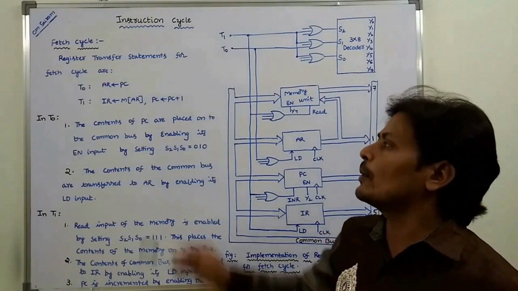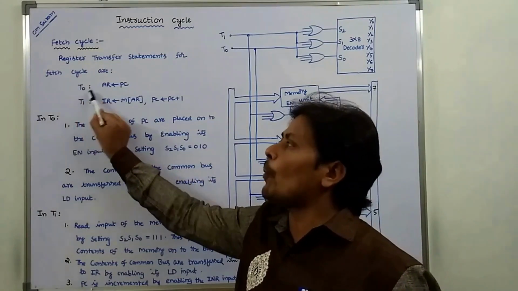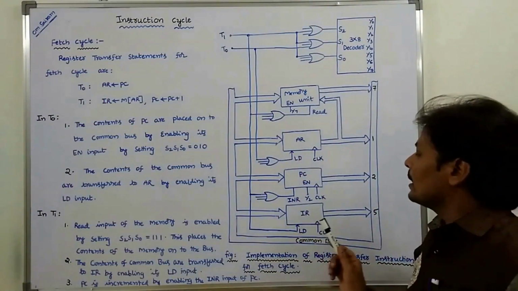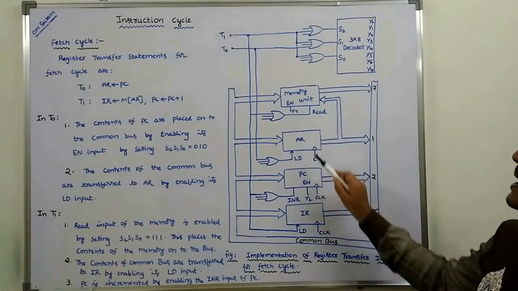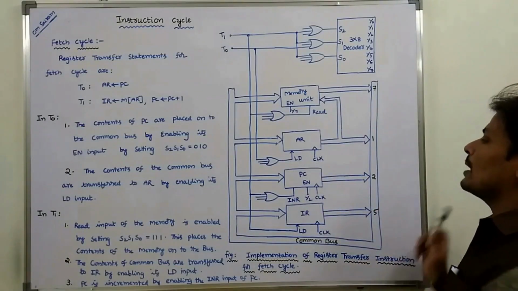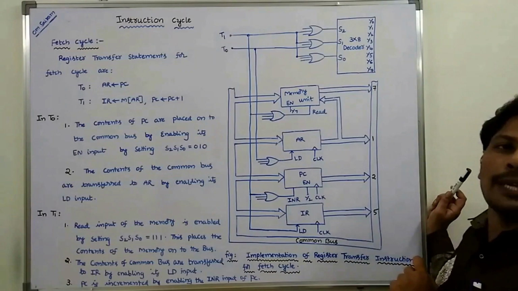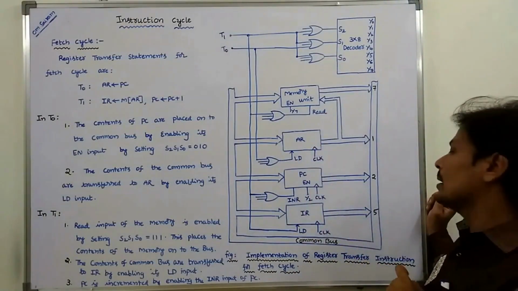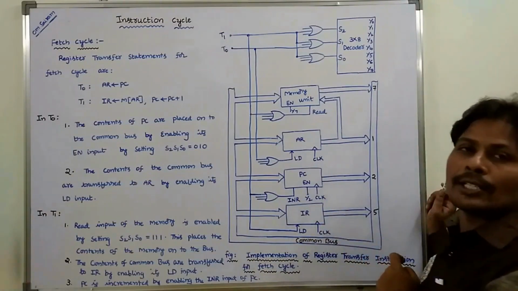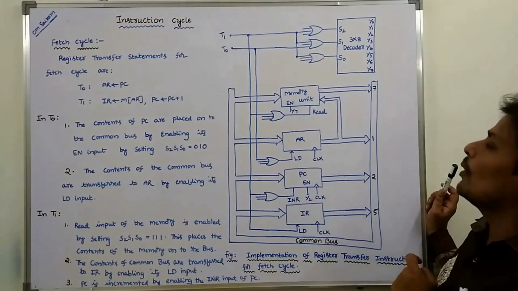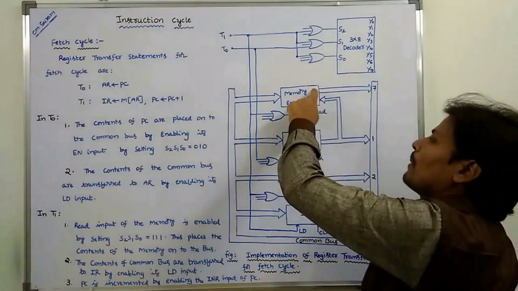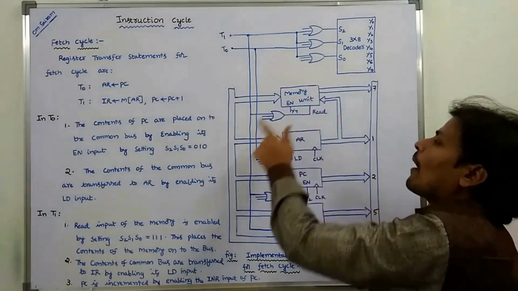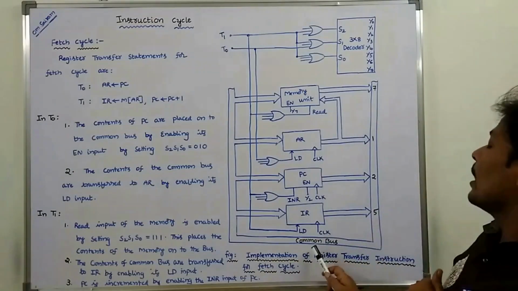So these T0 and T1 timing signals operations are done in fetch cycle. Now how can the T0 operation be done? Here there are three registers. First one is program counter PC, second one is address register AR, third one is instruction register IR. This is memory unit. All these four components are connected by using a common bus.